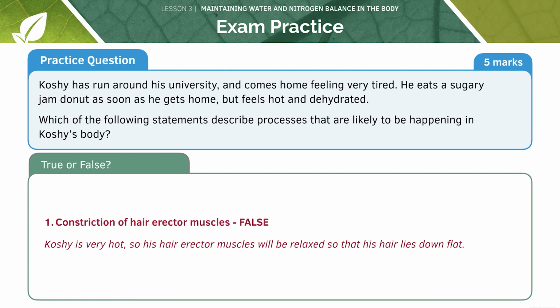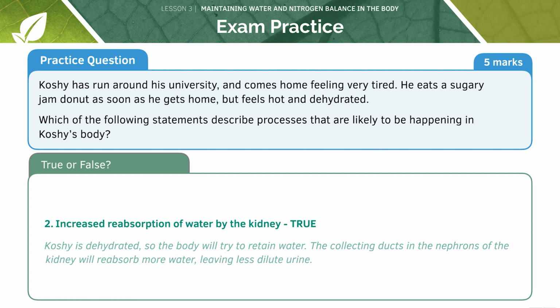So constriction of hair erector muscles is false because Koshi is hot, okay? He's just been for a run. And remember, when you exercise, you're going to want to promote heat loss. And if you have constriction of hair erector muscles, your hair is going to trap air close to your skin, and it's going to insulate you basically. It's going to reduce your heat loss. So this is false because Koshi is hot.